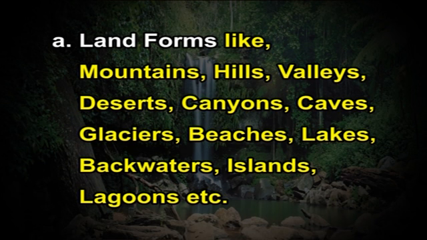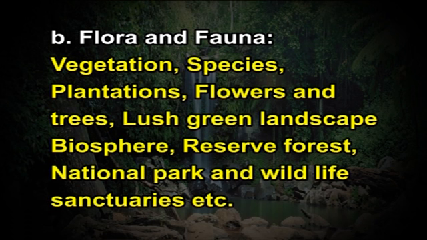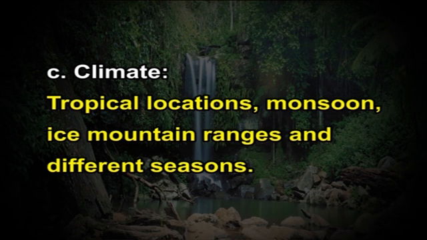Natural resources may further be classified into three categories. The first one, landforms like mountains, hills, valleys, deserts, canyons, caves, glaciers, beaches, lakes, backwaters, islands, lagoons, etc. Second one, flora and fauna. This includes vegetation, species, plantations, flowers and trees, lush green landscape, biosphere reserve forest, national parks and wildlife sanctuaries, etc. Third one is climate. This includes tropical locations, monsoon, ice mountain ranges and different seasons.